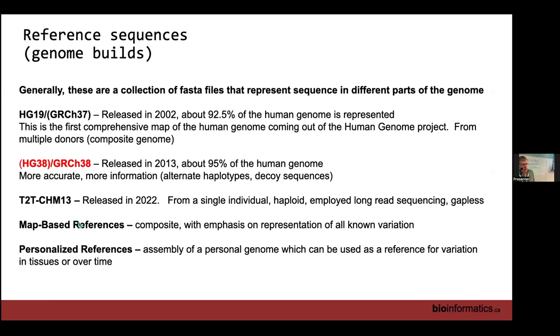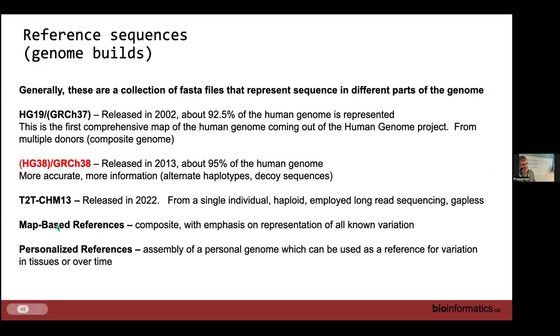Moving forward, we're coming up with these ideas of map-based references. So with all these references, when we map to it, we're basically taking something that we've created and calling it truth. This is what we want to map it to. We want to look for changes against that truth set. But that truth set really represents one person or a composite of a couple of people. And the reality is, everybody has a different genome. So we're just looking for differences to that.